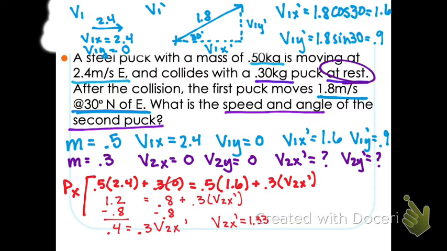And it came out positive. Is that what we were expecting? My x variable we expected to be positive, right? It's still going to continue to move east. Okay, so I'm going to come up here and change that in my list. 1.33.